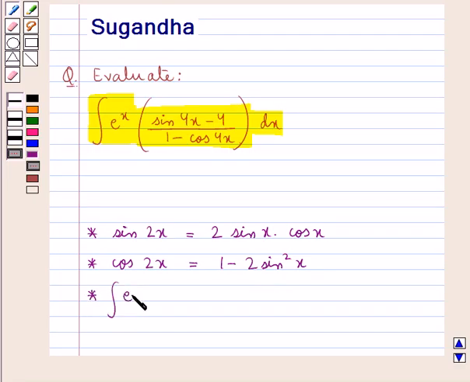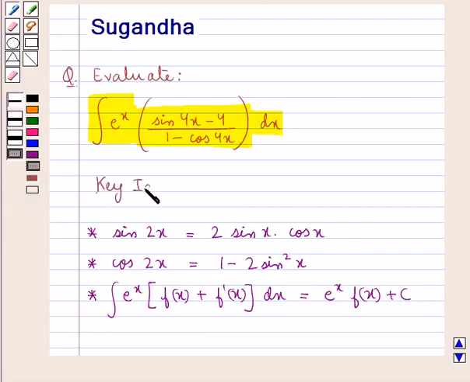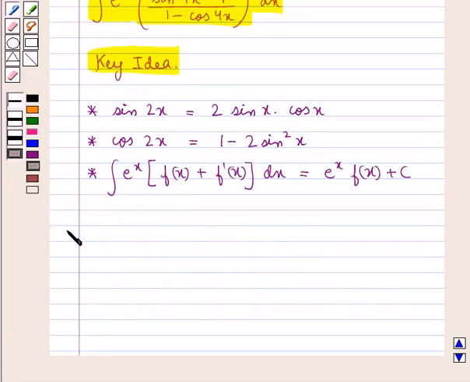integral of e to the power x into (f of x plus f dash x) the whole dx is equal to e to the power x into f x plus c, where c is the constant of integration. This is the key idea that we use in this question. Let's proceed with the solution now.